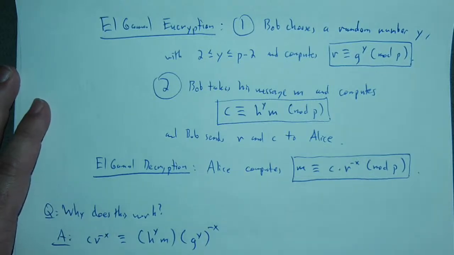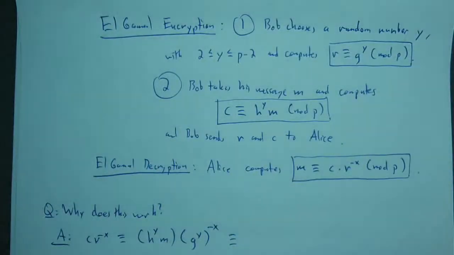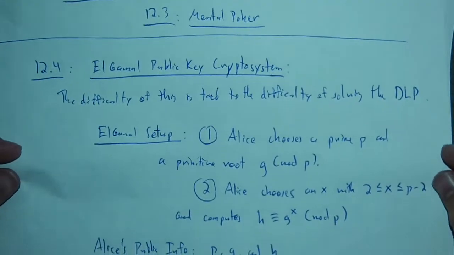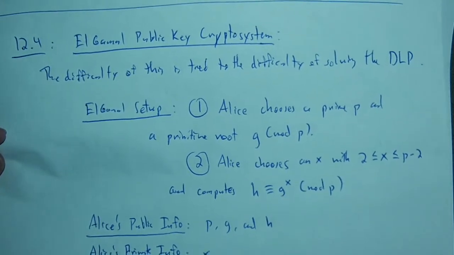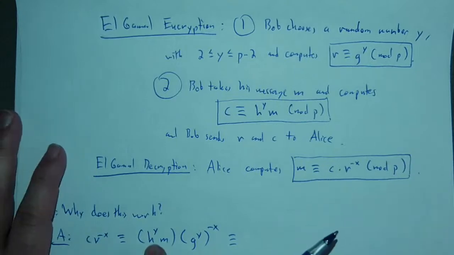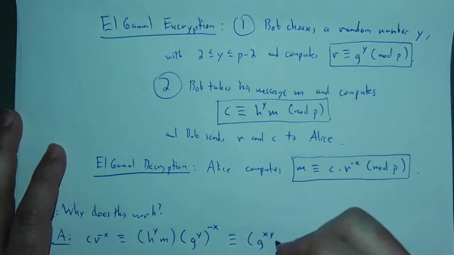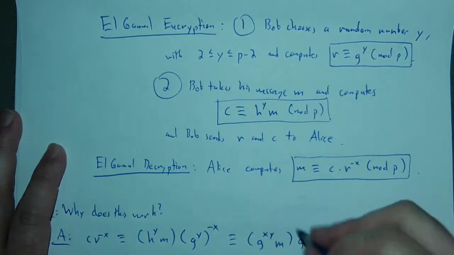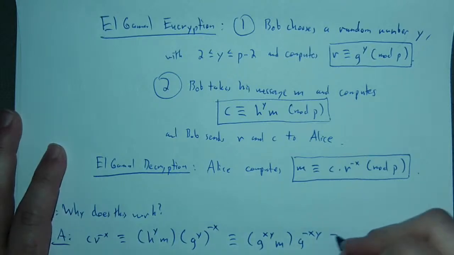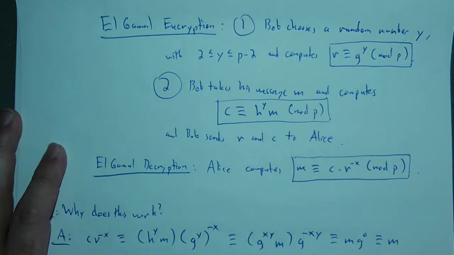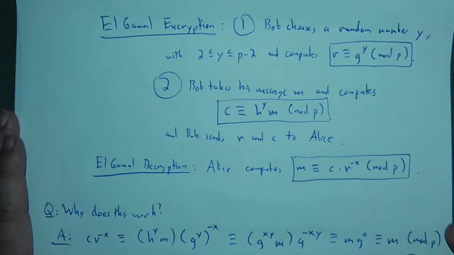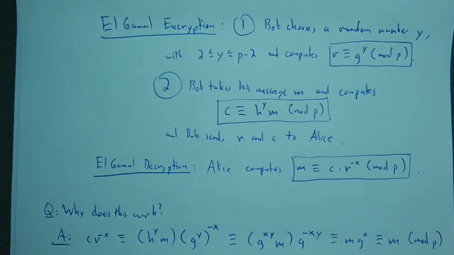So then this is, what is this? So this is going to be H to the Y, of course. H is, well, the sheet is cleaner here. So H is G to the X mod P, right? So H is G to the X, so this is being raised to the Y, so that is G to the XY times M times G to the minus XY. So this is M times G to the 0. So this is just M, right, mod P. Okay. All right.